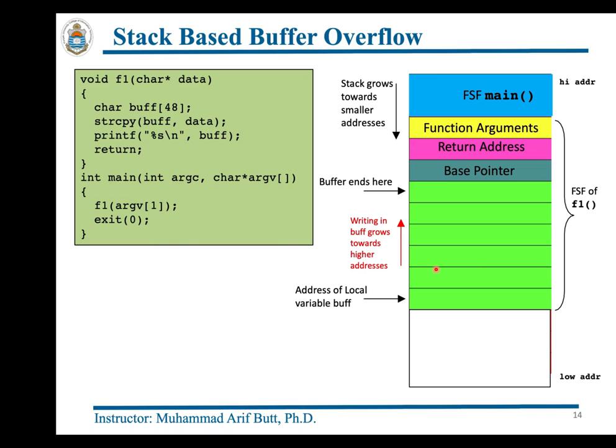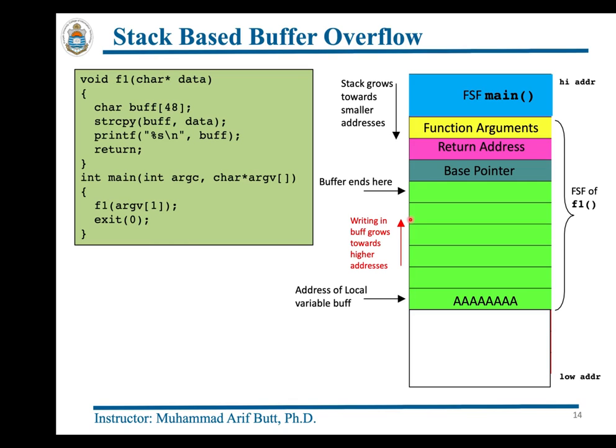Also note that when data is copied in the buffer array, the first 8 bytes will be copied over here, the next 8 bytes over here, next 8 bytes over here. I'm assuming that the width of this stack is 8 bytes, and moreover the writing in the buffer will move from the lower addresses towards the higher addresses.